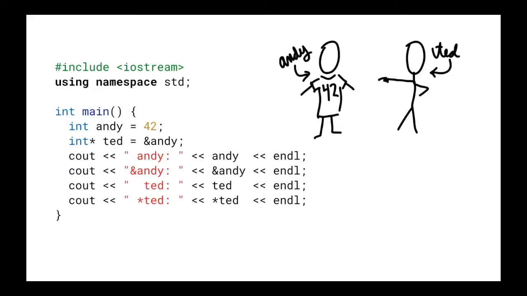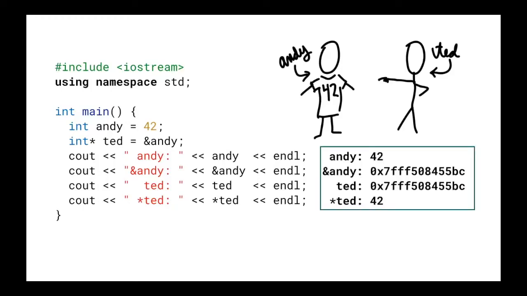So if we were to print all this stuff out that I just talked about, the code might look like this. First we get Andy's value. That's easy. Then we get Andy's address. Remember, we put Andy's address into the Ted variable. So when we print out Ted, we should see the same thing as &andy. Last, Ted with an asterisk in front of it means we're asking for the value at the address that Ted is pointing to. And that's what we get.